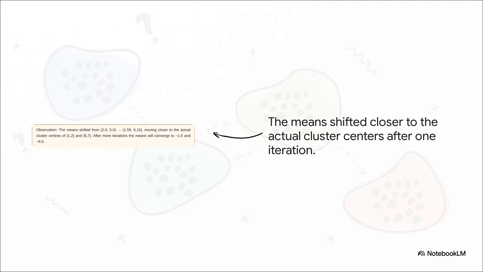And it's all those little pulls and nudges that slowly but surely drag the bell curves into the perfect spot. And check this out. This shows the result perfectly. In this example, the model just started with some random guesses for the centers, right, at 2.0 and 5.0. But look what happens after just one round of that E-step, M-step dance. The centers have already shifted to 1.59 and 6.16. They are literally moving closer to where the actual data clusters are. It's learning right before our eyes.